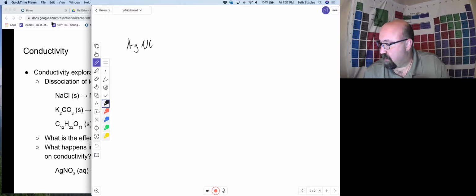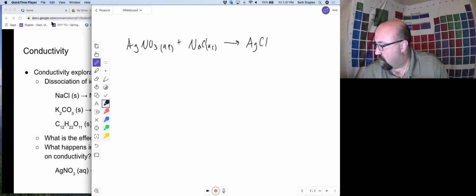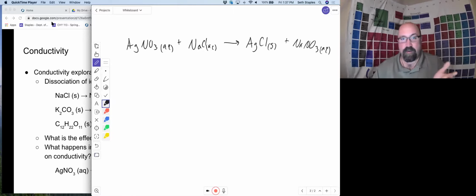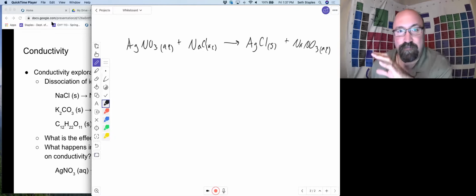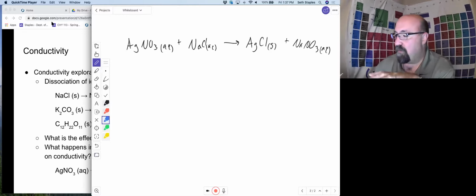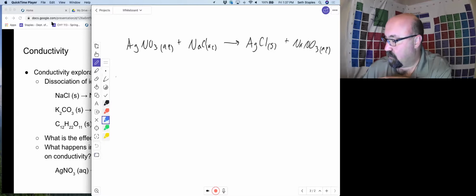So we have silver nitrate, aqueous, plus our sodium chloride, aqueous. We use our solubility rules, and we see that one of our combinations, our silver chloride, is solid, and our other combination, our NaNO3, is aqueous. And so let's first think about what this looks like before we mix these together. So let's look at our ionic equation for our reactants.